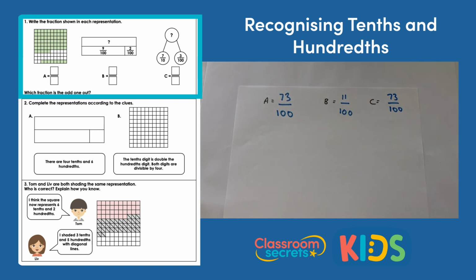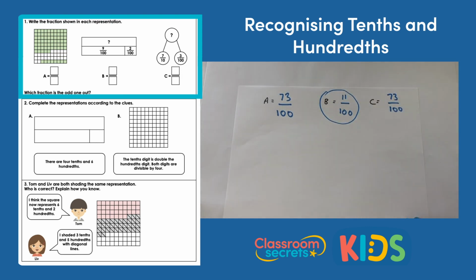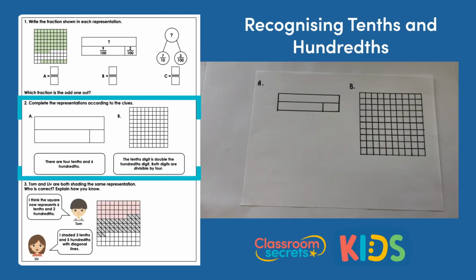The next part of the question was to work out which fraction is the odd one out. So having a look at our answers, we have A and C are 73 hundredths, so the odd one out must be B because that's 11 hundredths. Question 2. Complete the representations according to the clues. So we have A on a bar model and B on a 100 square.